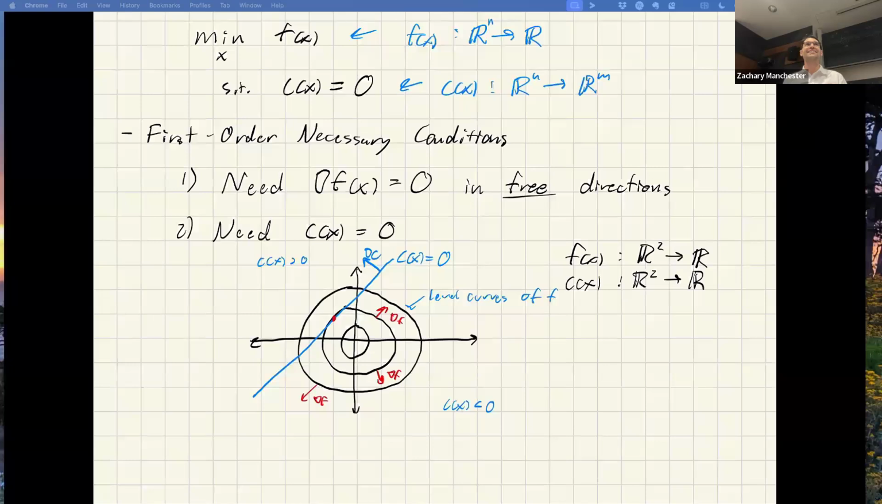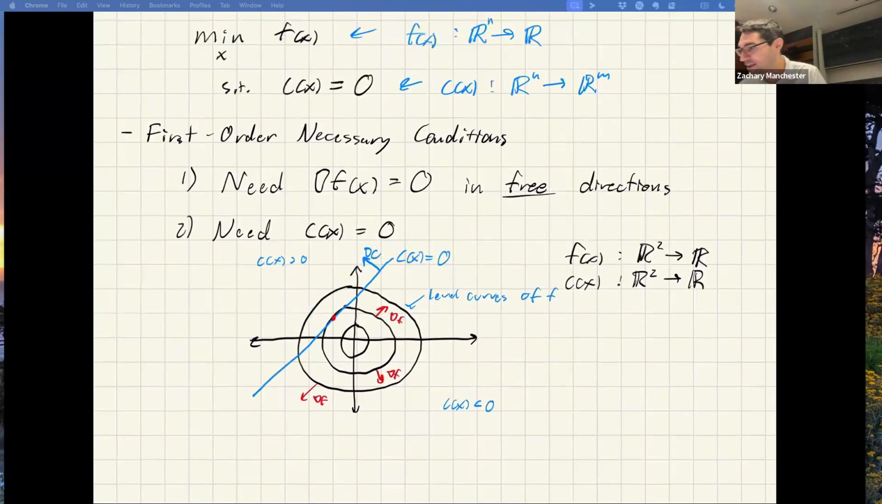Any questions about this? It's a subtle thing, but that's all it is. It's just a tortured math way of writing that the gradient has to be 0 in the free directions. Hopefully that made some sense.